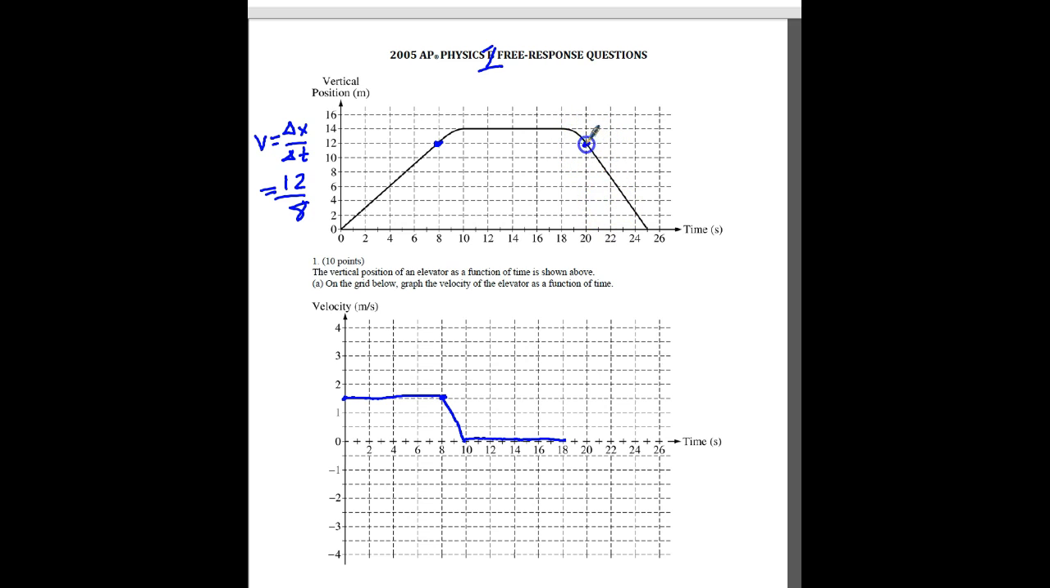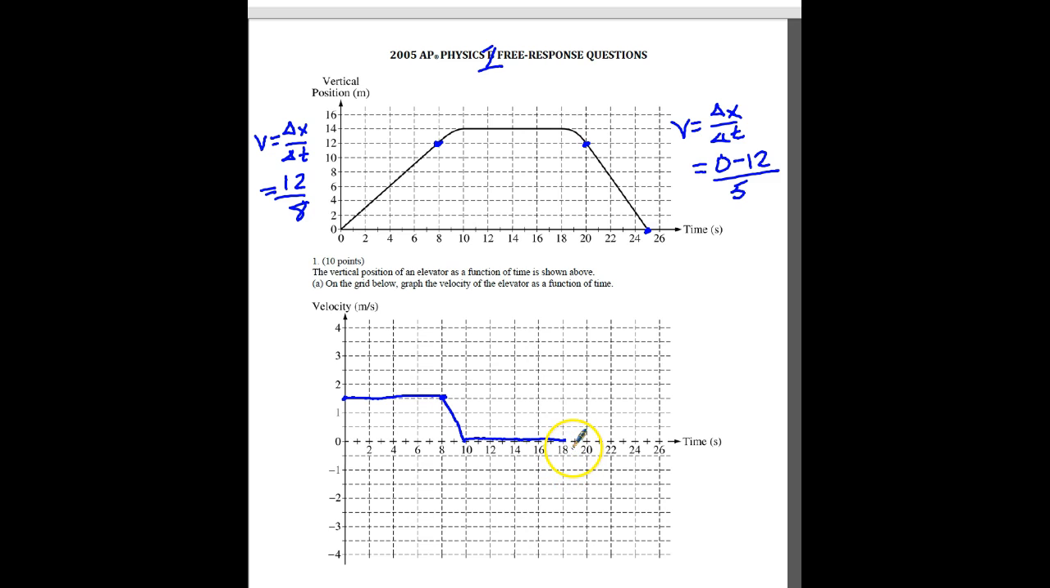So let's figure out where we need to go. It looks like it's pretty straight from 20 all the way over to 25 seconds. So from 20 to 25 seconds, we're going to do this again. V is equal to change in position over the change in time. Our change in position will be final position, which is 0, minus 12. So it'd be negative 12 over, and we said that change in time is about 5 seconds.